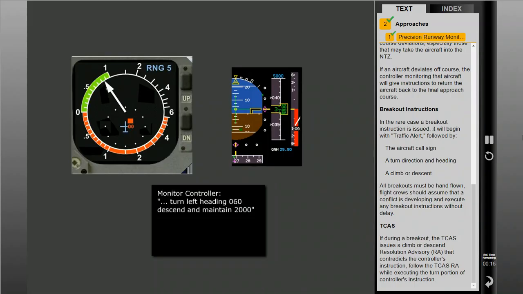If during a breakout, the TCAS issues a climb or descend resolution advisory, or RA, that contradicts the controller's instruction, follow the TCAS RA while executing the turn portion of the controller's instruction.